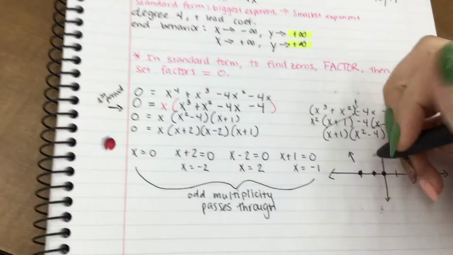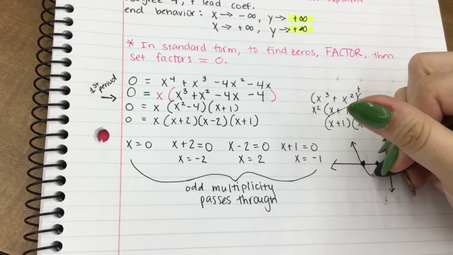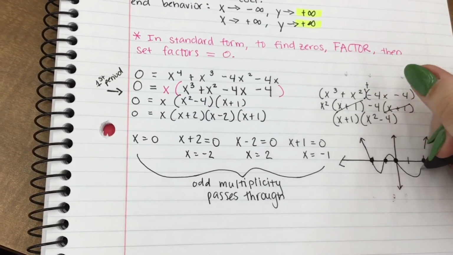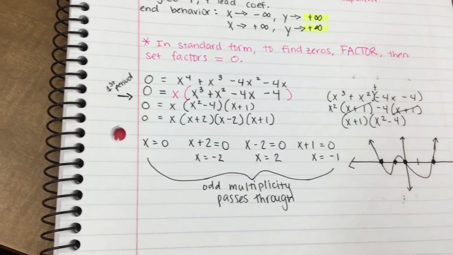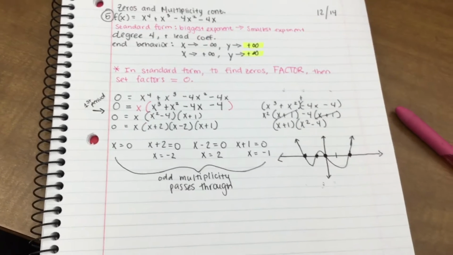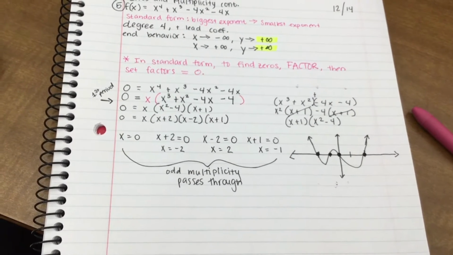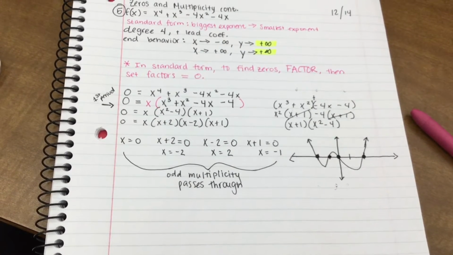So I'll start on the left side. I want this to pass through negative 2, pass through negative 1, pass through 0, and then pass through positive 2, which will give us this W shape. Remember that you can check the shape of this graph in your graphing calculator.